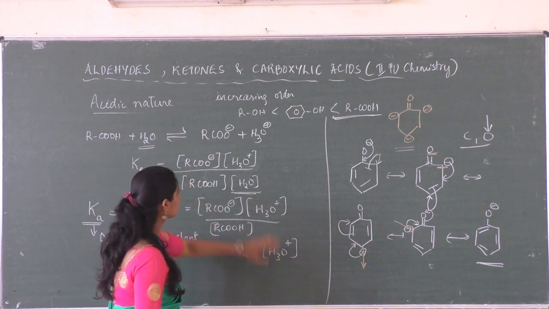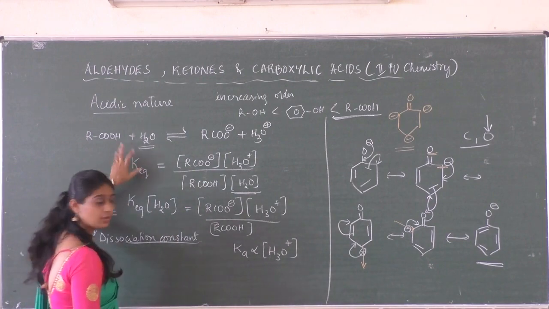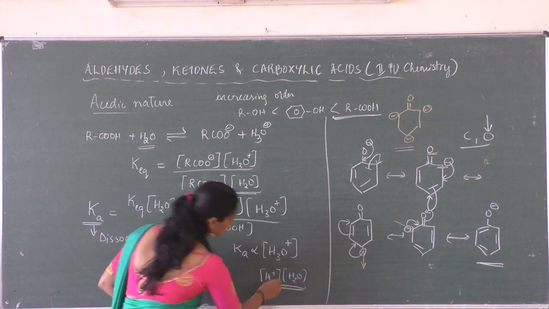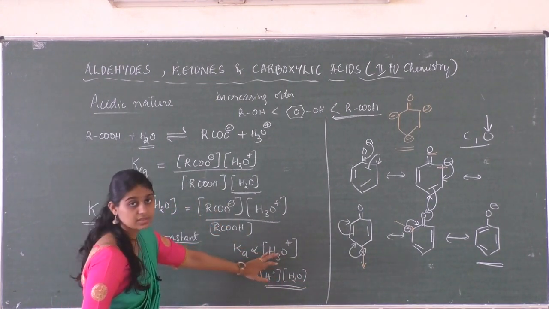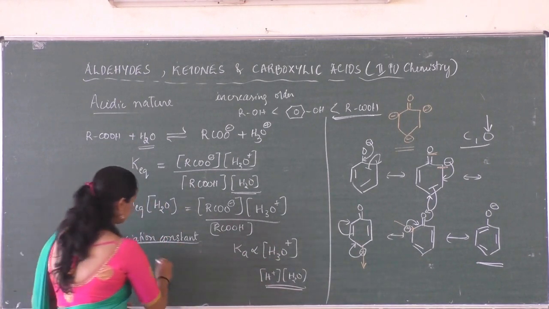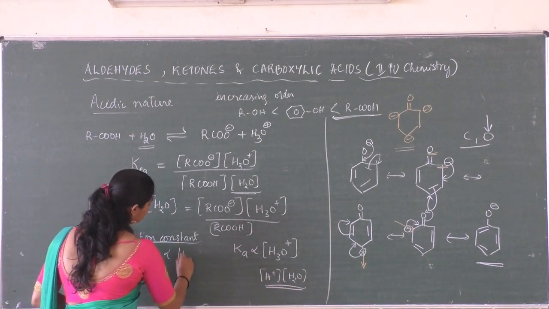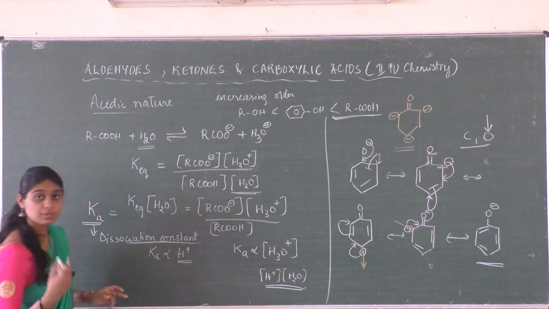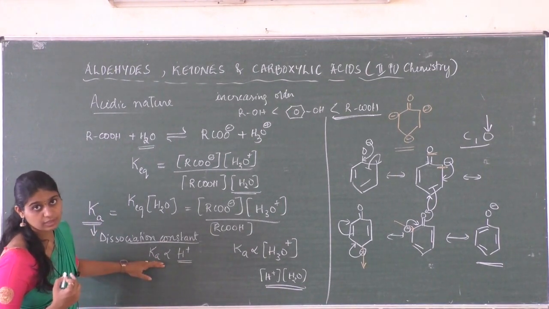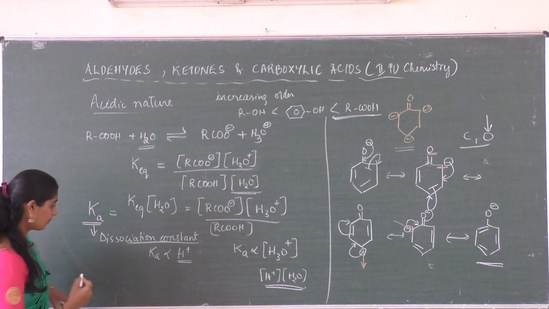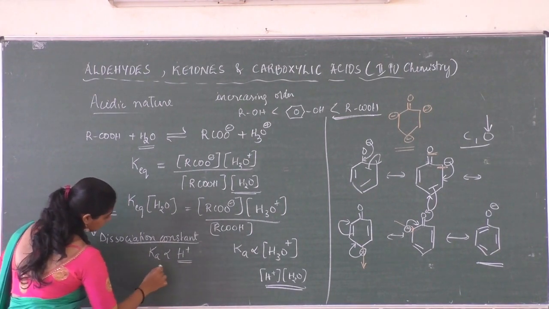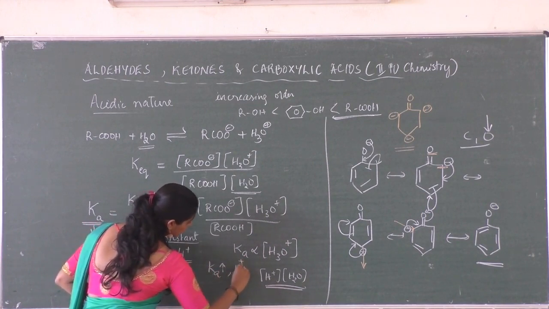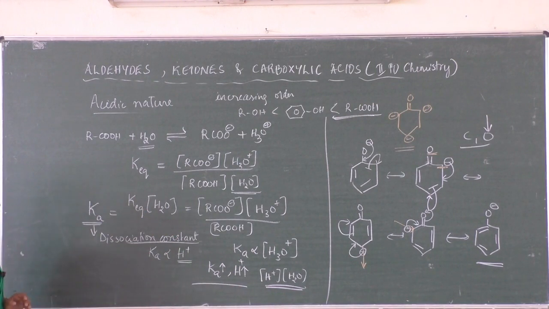H3O plus is formed by the combination of H plus and the molar concentration of H2O. By the combination of these two, we have got H3O plus, isn't it? Therefore, Ka is directly proportional to H plus. That is, the more the concentration of H plus ion, the more will be the Ka value. So if Ka is more, H plus concentration is more, and the Ka value will also be more.